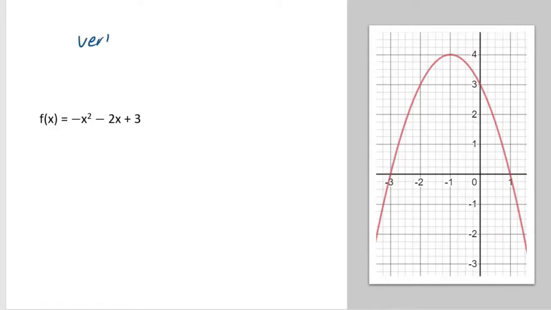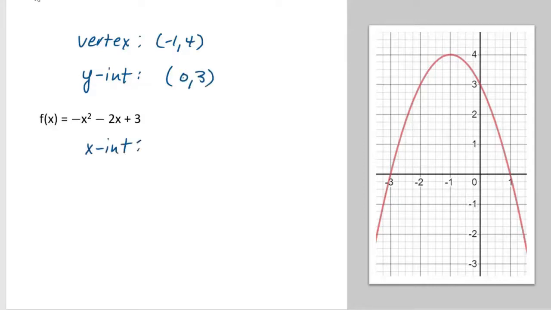So we have a vertex of negative 1, 4. Our y-intercept is the point 0, 3, and we found that we have two x-intercepts, both real values. The first is negative 3, 0, and the second, 1, 0. We'll find these points on the coordinate plane. First, the vertex, the point negative 1, 4. Then the y-intercept, the point 0, 3. The x-intercepts, the points negative 3, 0, and 1, 0.